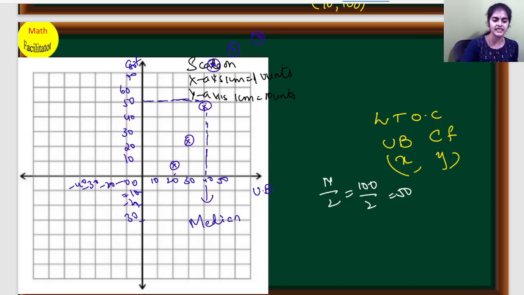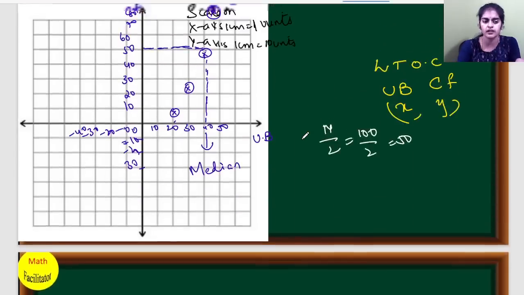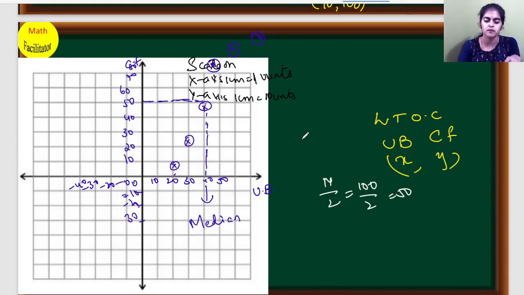So I have simply taken class interval and frequency. So upper boundary is nothing but these values 20, 30, 40, 50, 70. Less than is, so what cumulative frequency you usually find for median, the same is for less than. So find it out. Then order pair will be upper boundary and less than. Now plot the graph. And wherever you get n by 2 value, it is 100 here.